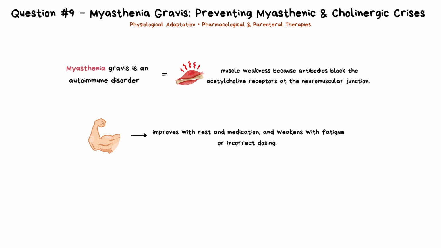Myasthenia gravis is an autoimmune disorder that causes muscle weakness because antibodies block the acetylcholine receptors at the neuromuscular junction. Strength typically improves with rest and medication, and weakens with fatigue or incorrect dosing. Now let's see the scenario.